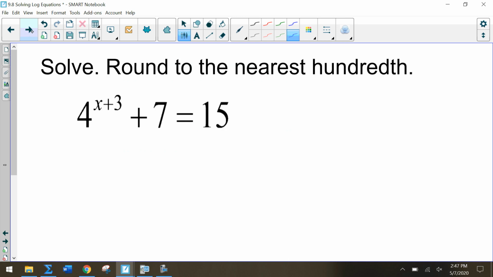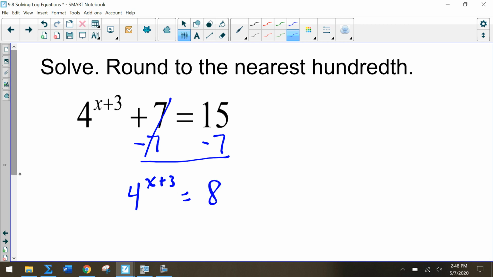Okay, so let's look at this one. Where is the unknown? Is this in log form or exponential form? This is in exponential form. So we have to solve for x. And the same way that we've been isolating variables, we can use the same strategies. We want to isolate the term that has the variable. So I'm going to begin by subtracting 7. So I have 4 to the x plus 3 equals 8.